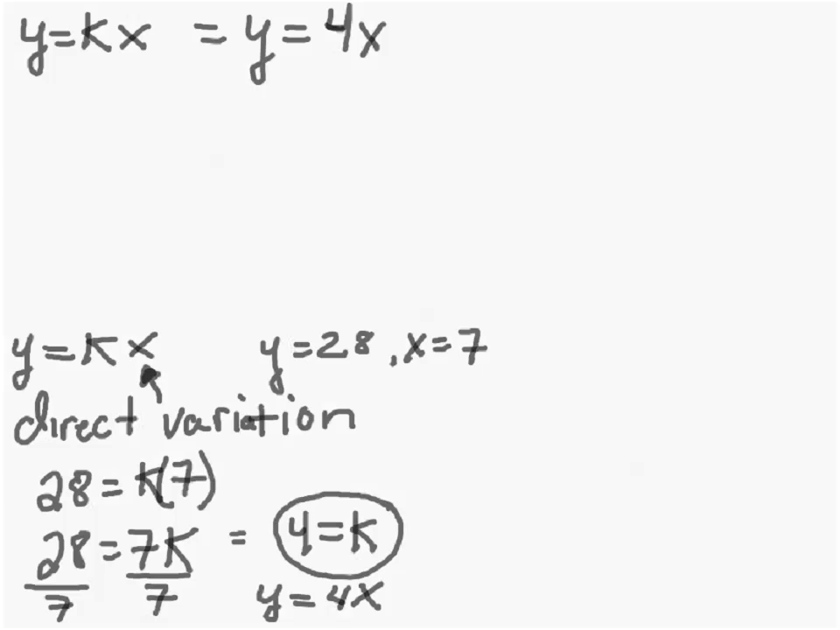Okay, let's do another one. So I'm going to give you one to do. Suppose y varies as x, same thing. So if y equals 27 when x equals 6. Okay, so now we have y equals 27 when x equals 6. Let's put this into our y equals kx equation.